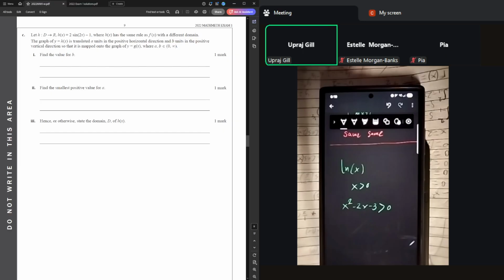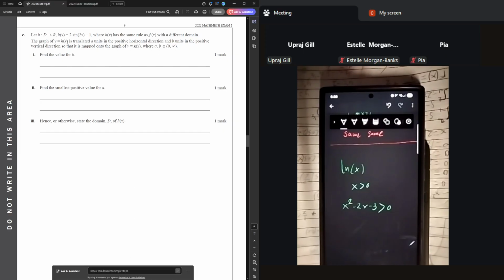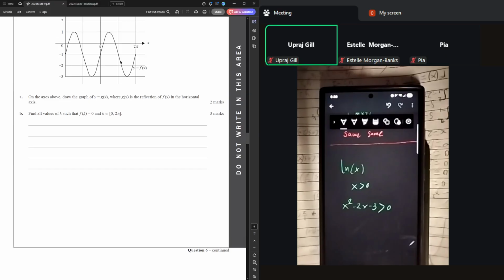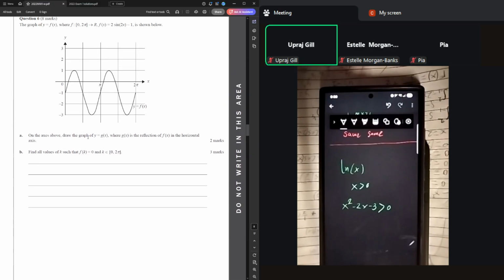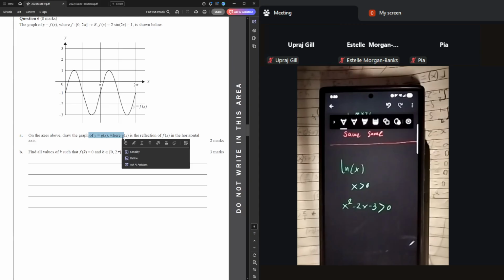Chris, I don't know if this is a trick question, but isn't h of x and f of x, don't they have the same rules? Yeah, h and f are the same rule. I might have misspoke, but you want to map h onto g. Yeah, I might have misspoke there. G is what you created with the reflection over here.